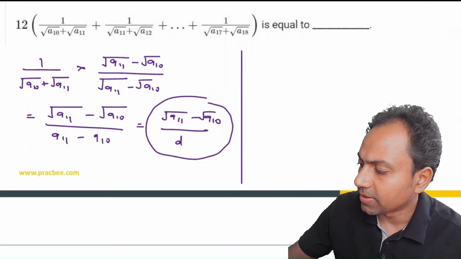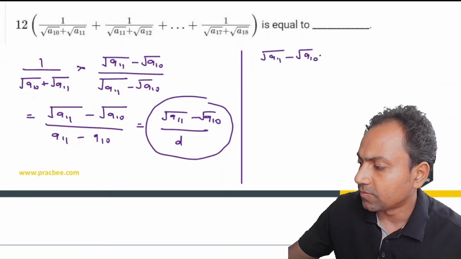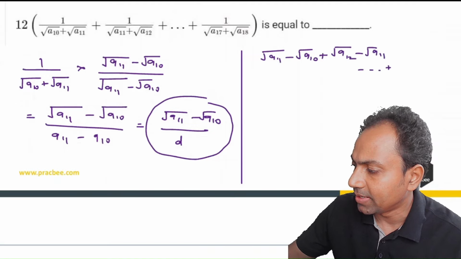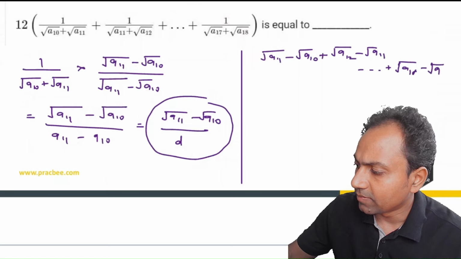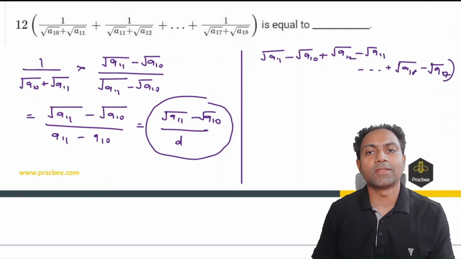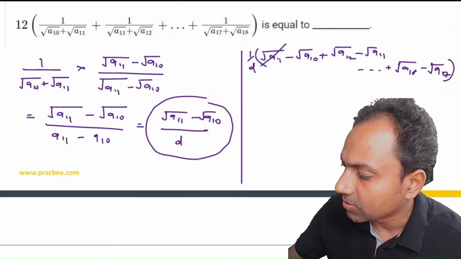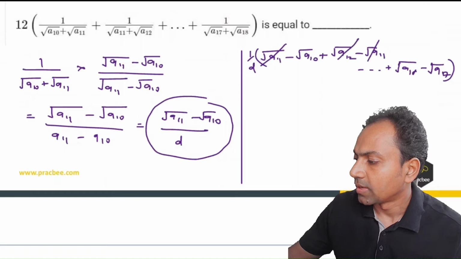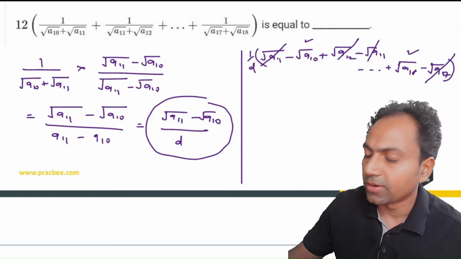The first term will be written as root of A11 minus root of A10. The next term would be root of A12 minus root of A11. It will go up till the last term, that is root of A18 minus root of A17. And then we have 1 by T outside. So once you have done this, we have come to this point, and now you can see that alternate terms are getting cancelled out. Root of A11 will get cancelled out. And all the terms will get cancelled out except these two terms, that is root of A18 and root of A10.